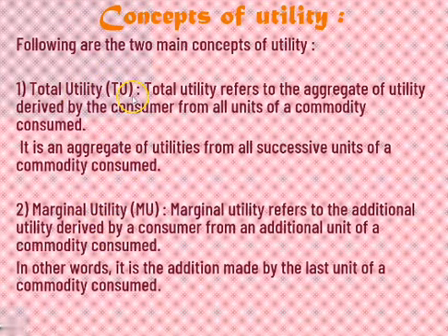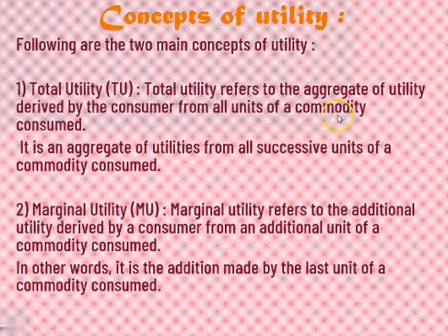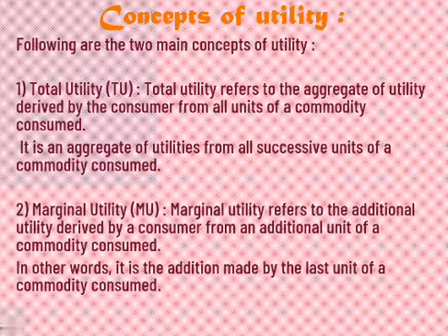Total utility means what? Total utility refers to the aggregate of utility derived by the consumer from all units of a commodity consumed. It is an aggregate of utilities from all successive units of a commodity consumed. For example, if you are eating pizza, and you have 10 pieces or 8 pieces of pizza, you are going to eat one by one. First piece, then the second piece, then the third, fourth, 5, 6, 7, 8, like that you are going to consume.